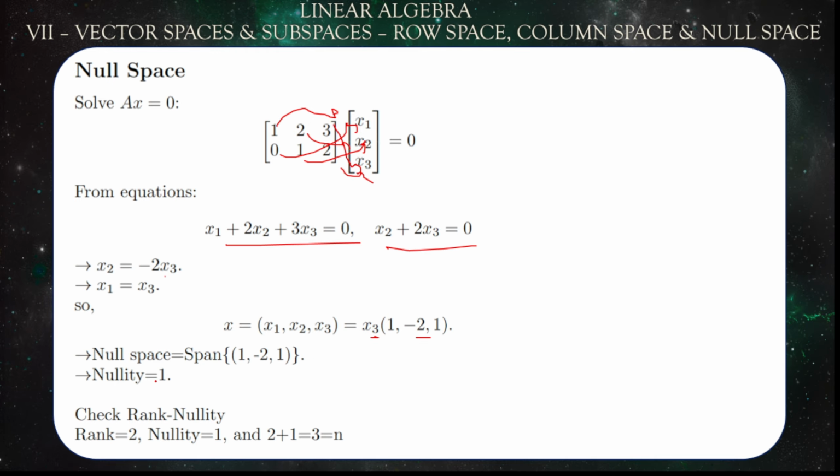Nullity is equal to 1, which is the number of vectors within that span. Check rank-nullity. The rank is 2 and nullity is 1, and 2 plus 1, which is rank plus nullity, gives us 3, which is equal to n, the dimension of the original matrix A, which was 3 by 3. So it has been proven.